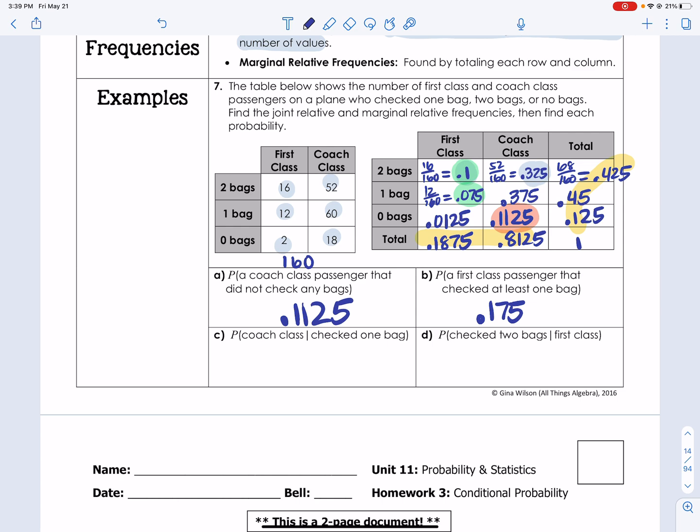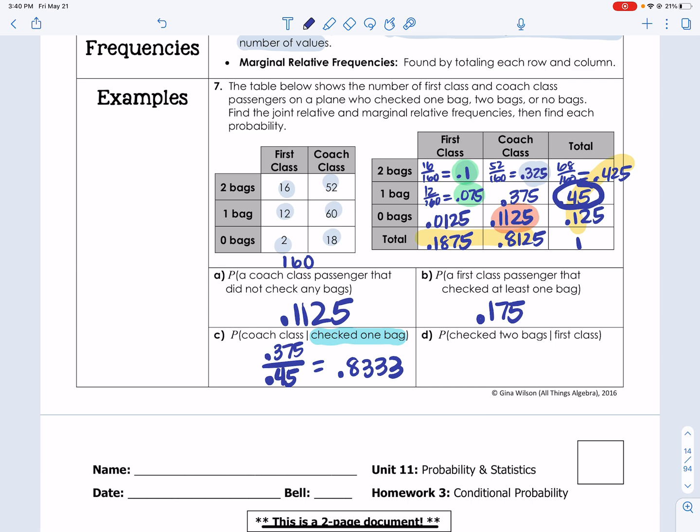Okay. Now this next one is where this gets tricky. So my next one, let me just change here. It says a coach class passenger that checked 1 bag, if you know they checked 1 bag. So what you're looking at first is what is the total of people that checked 1 bag, and it's 0.45. And then you're looking for, of those people, which one is coach, and it's 0.375. So my answer when I divide that is 0.833, okay?